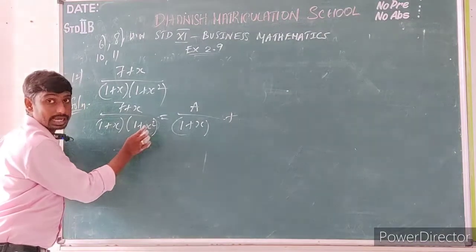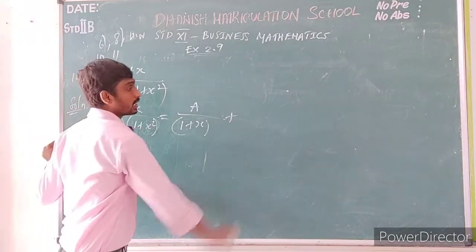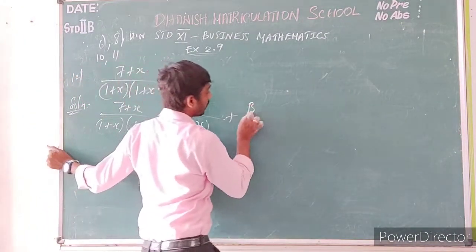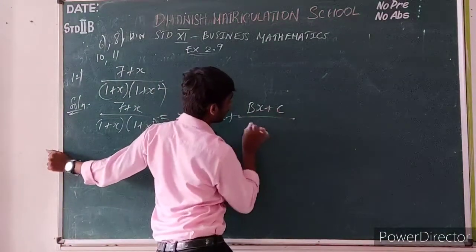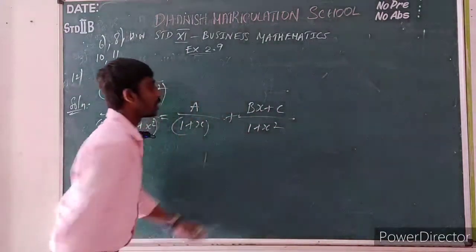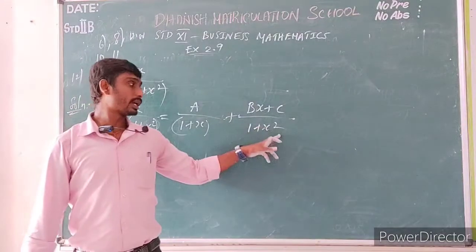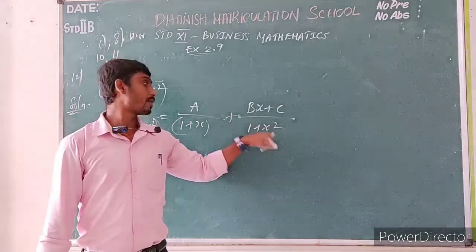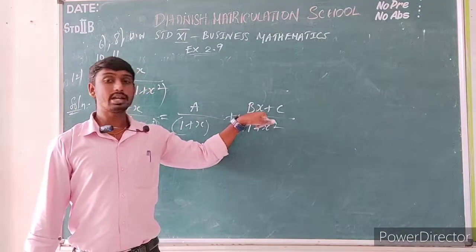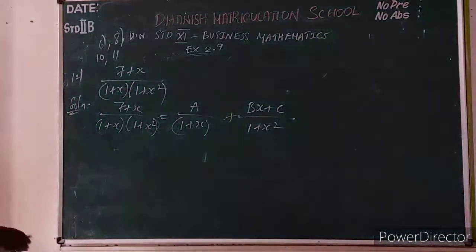What is the denominator here? You have x square, which means you have to multiply x in the numerator. Now we have to apply this one: Bx plus c divided by 1 plus x square. Wherever the denominator gives an x square value, you have to put 1 x in the numerator. Multiply x in the numerator.